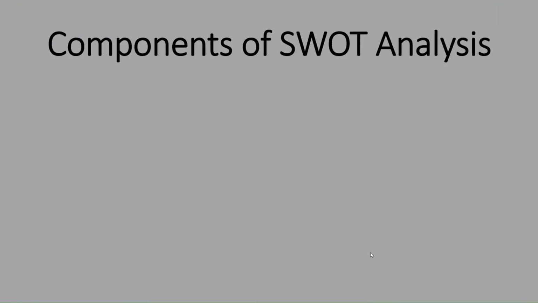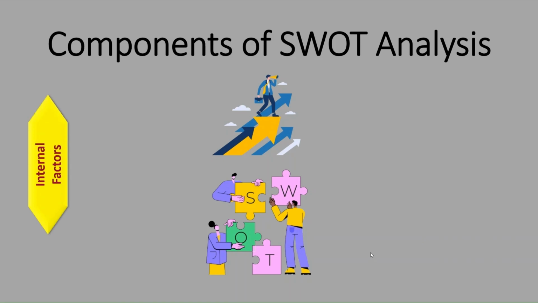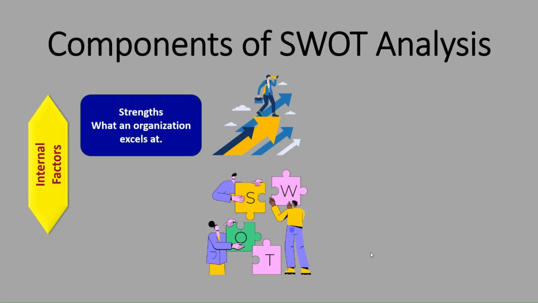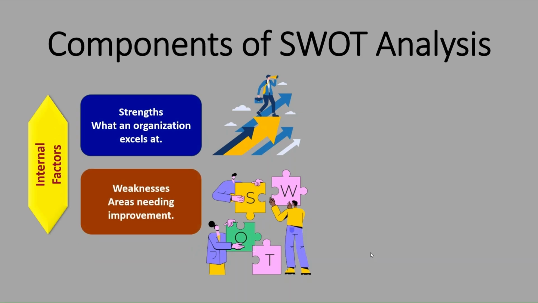Let's discuss the components of SWOT analysis. SWOT analysis is divided into two main categories. The first focuses on internal factors, strengths and weaknesses. These are aspects within an organization's control. Strengths represent what the organization excels at, its core competencies and unique advantages. Weaknesses are internal areas needing improvement, where the organization may fall short.